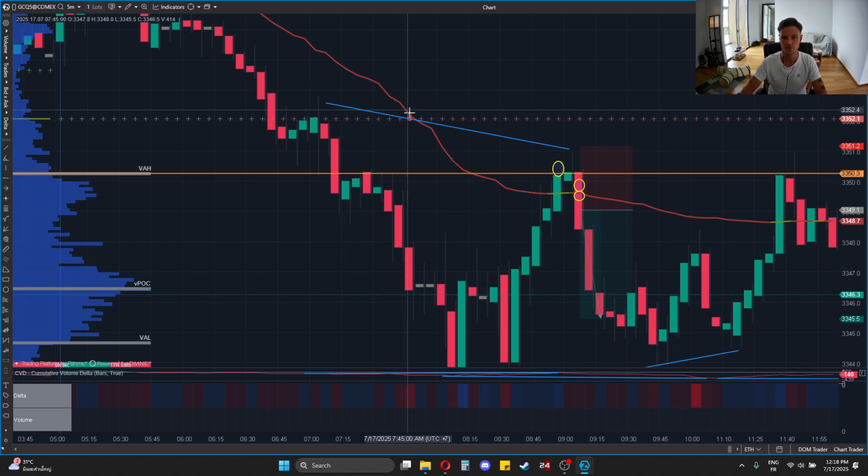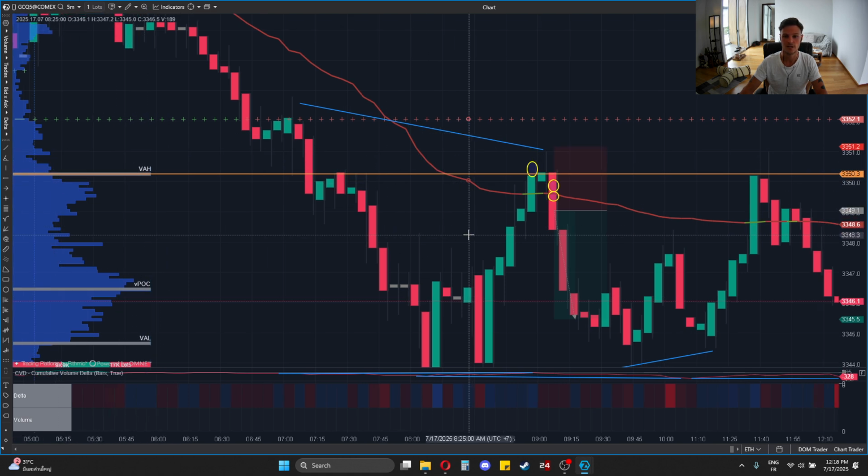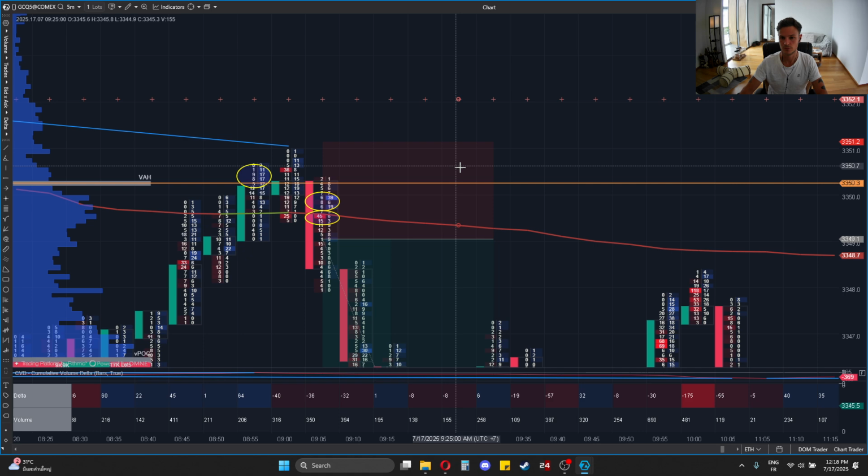We had the session VWAP, that red line here. We had that level of support, basic support resistance, which turned into resistance once we were retesting it. And we had the session value area high. So we have 1, 2, 3 levels, a beautiful level of confluence. Now, let's zoom in here a little bit.